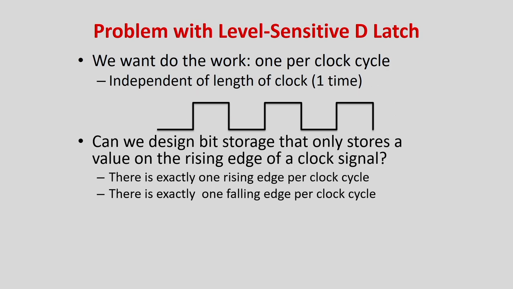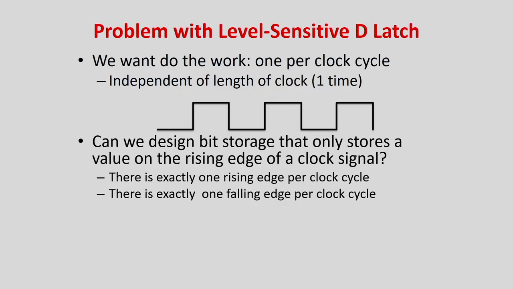The solution is, can we design a bit storage that only stores a value on the rising edge of the signal, because there is exactly one rising edge per clock cycle. You can say this is one clock cycle, and in this there is one rising edge and one falling edge, independent of the width of the pulse. So there is exactly one falling edge per clock cycle, and exactly one rising edge per clock cycle.